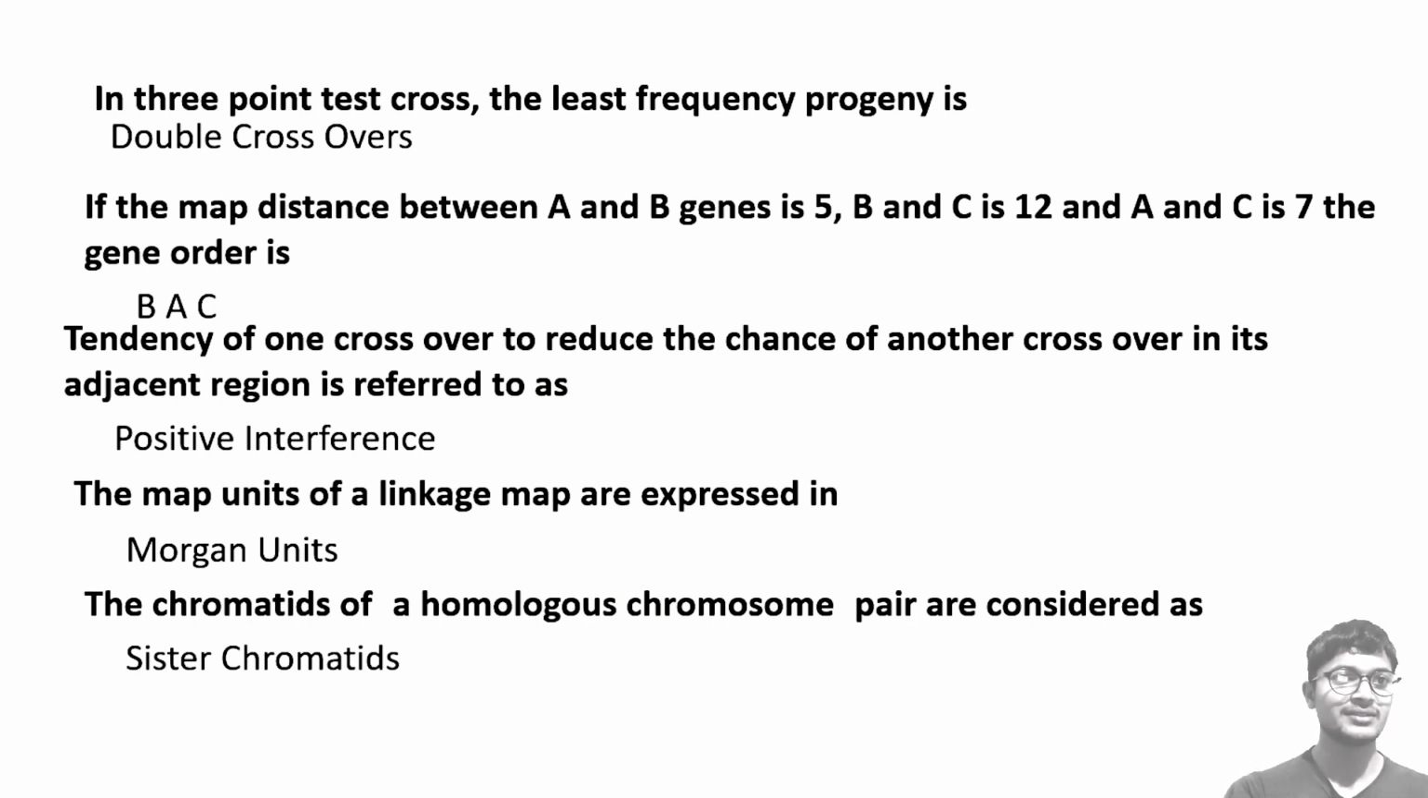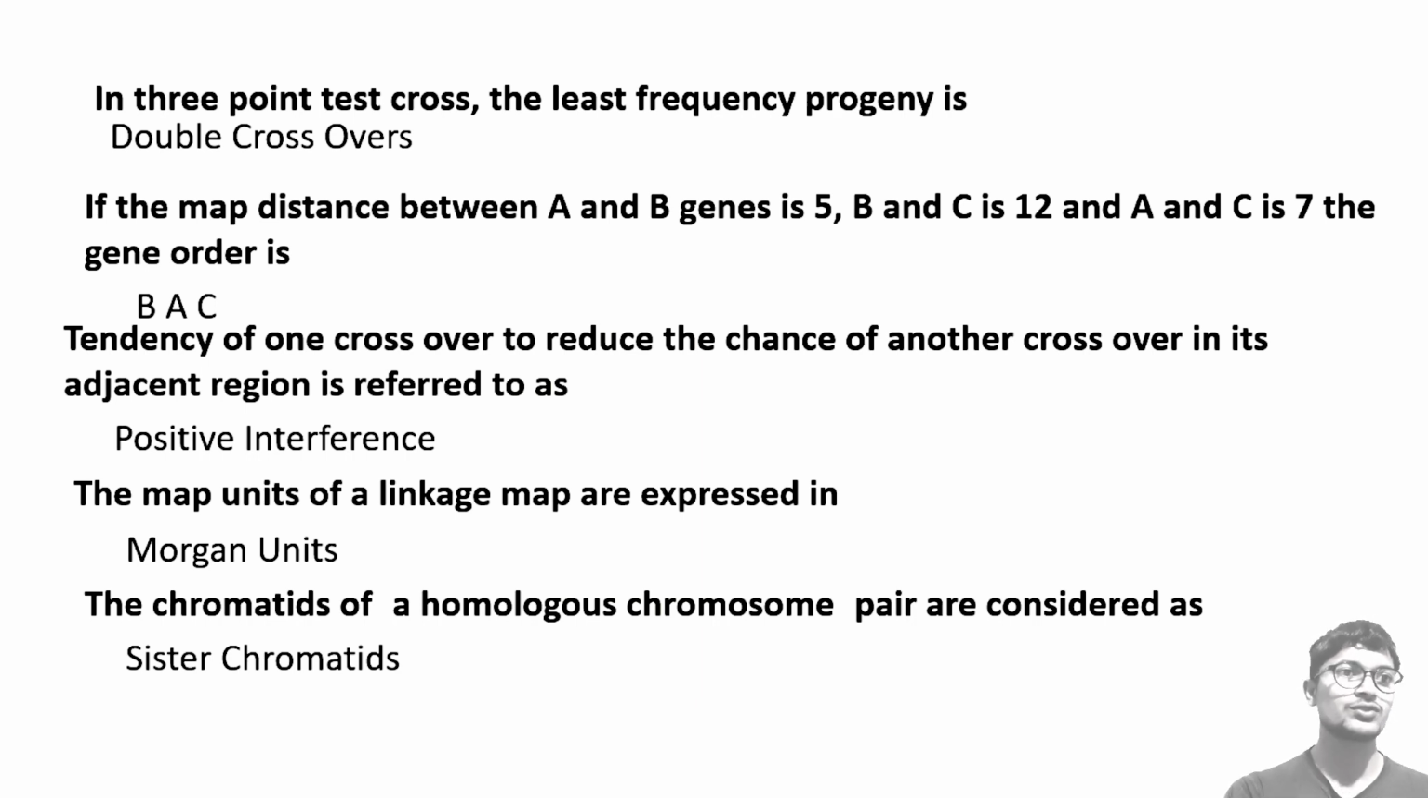Before moving to next slide, we should repeat again all these questions. So first question, in 3-point test cross, the least frequency progeny is? Answer is double crossover. Next question, if the map distance between A and B genes is 5, B and C is 12, and A and C is 7, the gene order is? Answer is BAC. Next question, tendency of one crossover to reduce the chance of another crossover in its adjacent region is referred to as? Answer is positive interference.